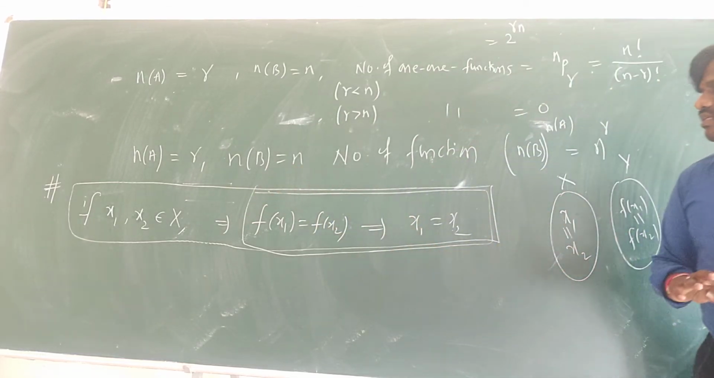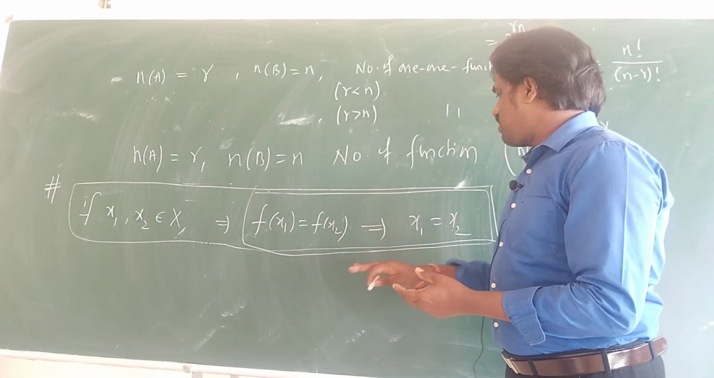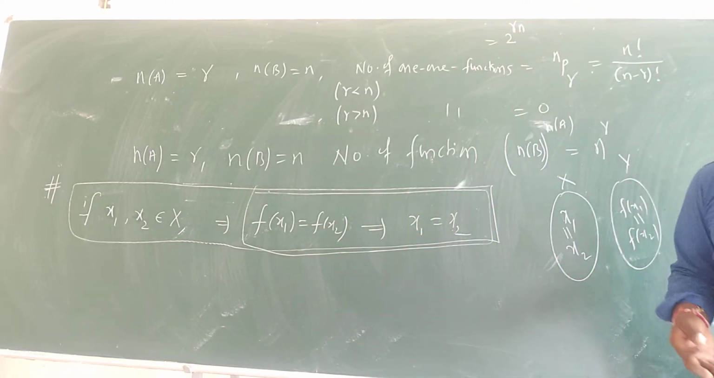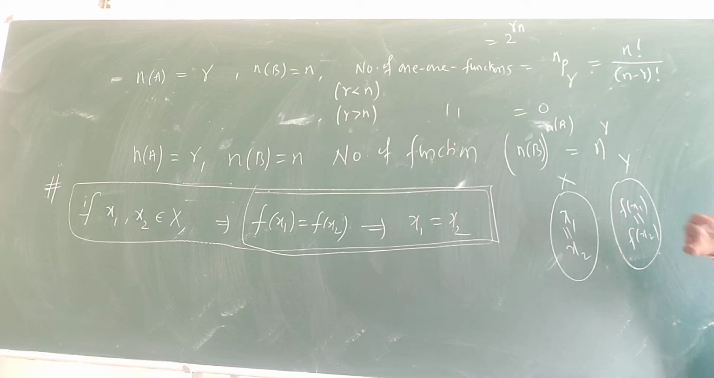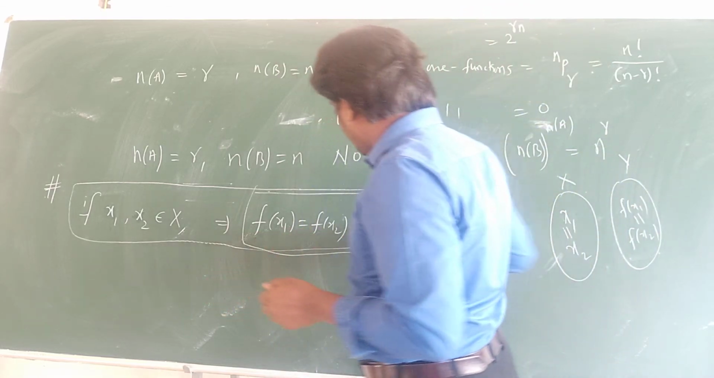You can have the reverse also. If f of x1 is equal to f of x2, then x1 is equal to x2. Then it is called a one-one function proof. I'll give you proofs, and some questions we will do. Okay, JEE questions. This is only what you should remember.